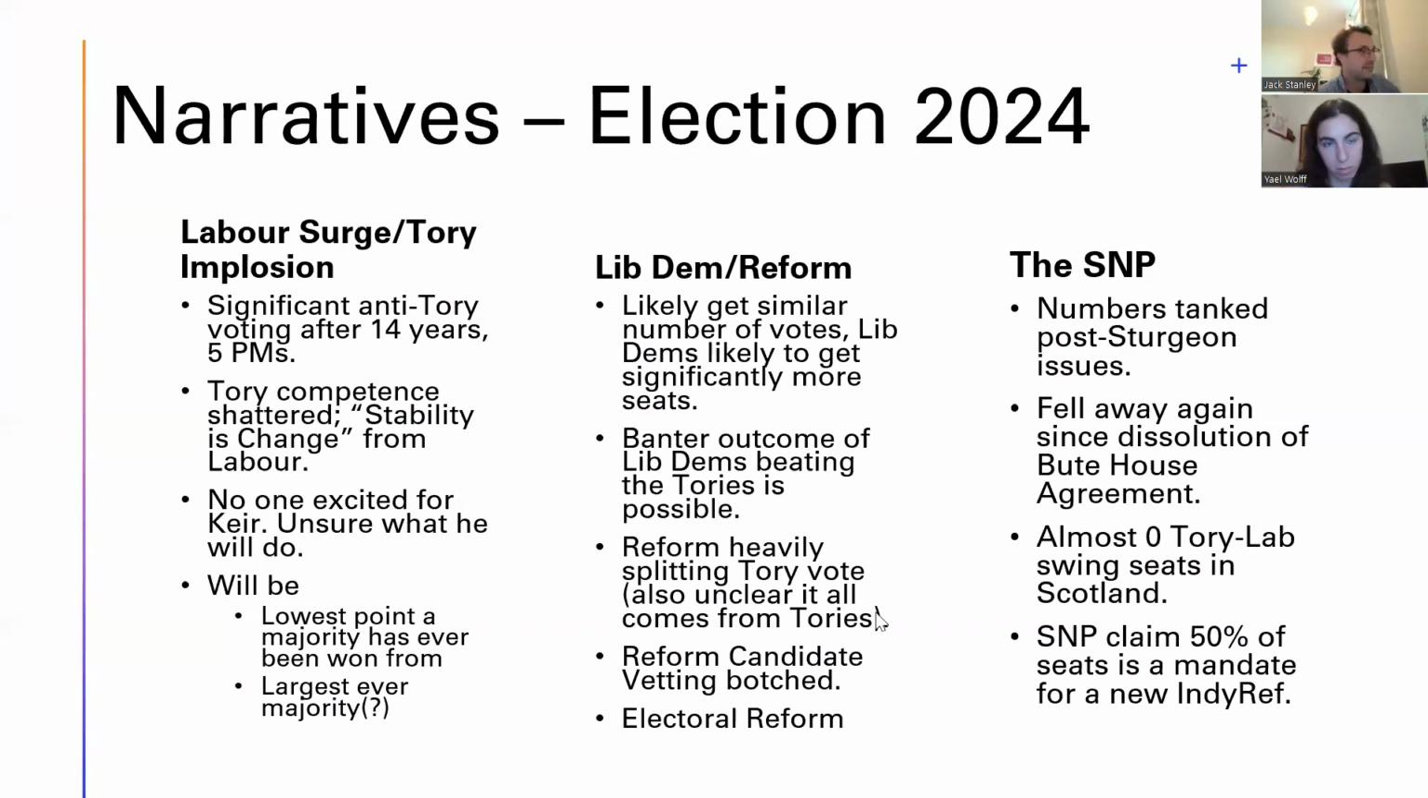I've said the banter outcome of the Lib Dems coming in second and beating the Conservatives is also possible on a really bad night for the Conservatives. What Reform are doing, by contrast to the Lib Dems, is heavily splitting the Conservative vote everywhere, rather than being very focused in a number of constituencies. So it's likely that Reform will come in second or third in a huge number of constituencies, and as a result win almost no constituencies, whereas the Liberal Democrats are much more likely to win about 60 or 70.